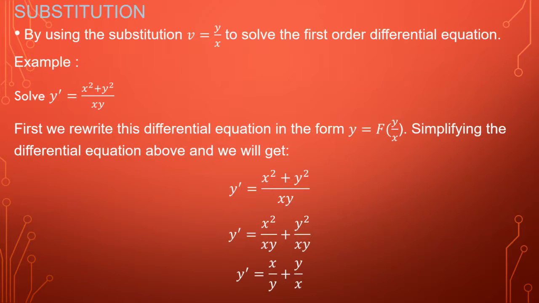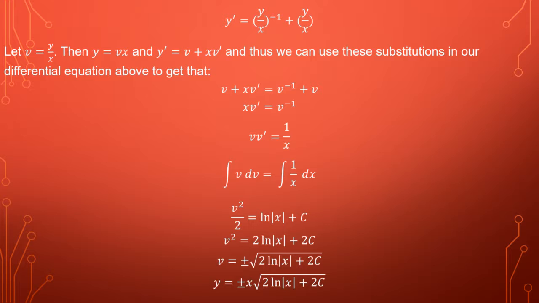Substitution. By using the substitution v equals y over x to solve the first order differential equation. Example, solve y prime equals x squared plus y squared over xy by using substitution. First, we write this differential equation in the form of y prime equals f of y over x and simplify it. We will get y prime equals (y over x) to the power negative 1 plus y over x. Then we let v equal to y over x.